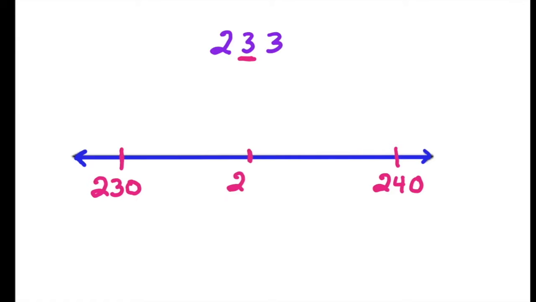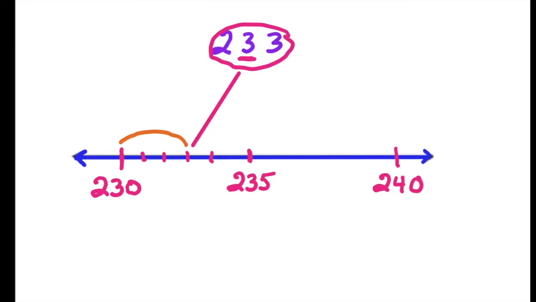Alright, in this next number, we're still rounding to the tens, but this time we're at 233. The 3 is in the tens place, so that's going to be 230. And of course the next group of 10 will be 240. So our midpoint between those two will be 235. And then we're going to go ahead and place that 233 on our timeline to see where it falls. And it does fall to the left of the midpoint, which means I will be rounding down to 230.